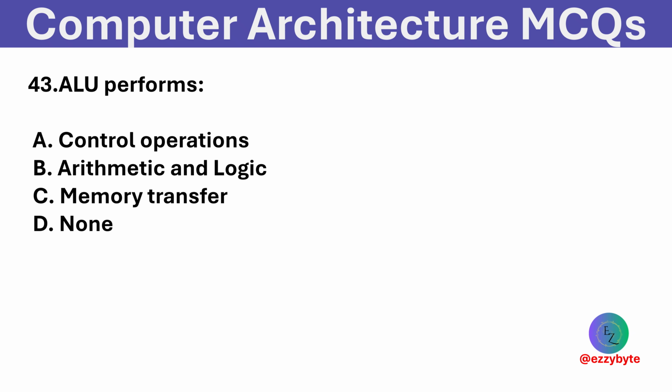ALU performs. Options are control operation, arithmetic and logic, memory transfer, and none. Option B is correct. ALU stands for Arithmetic Logic Unit and it performs mathematical and logical operations.